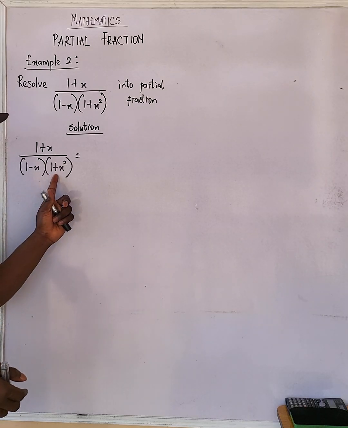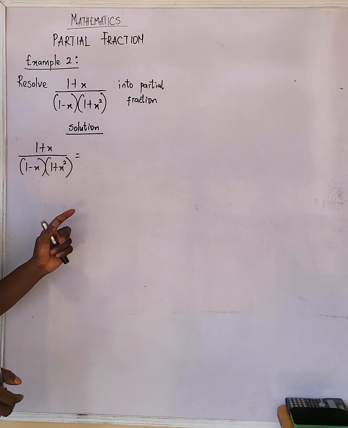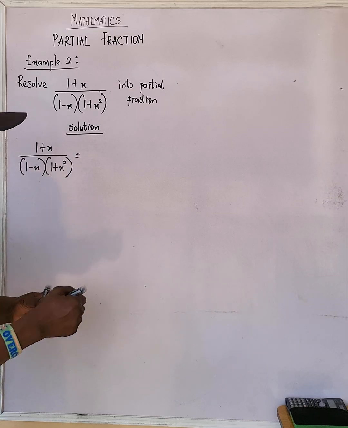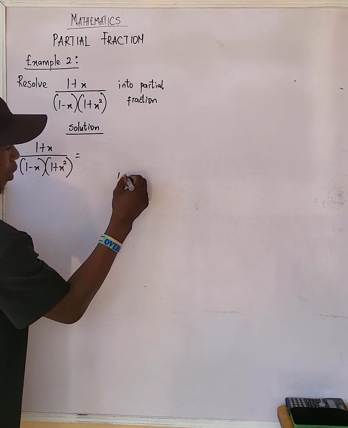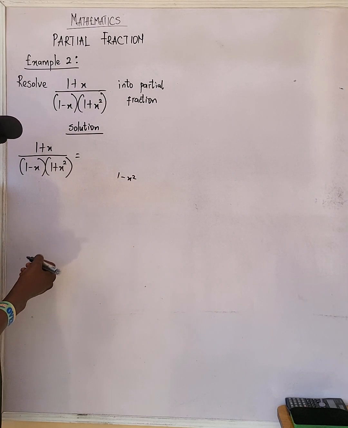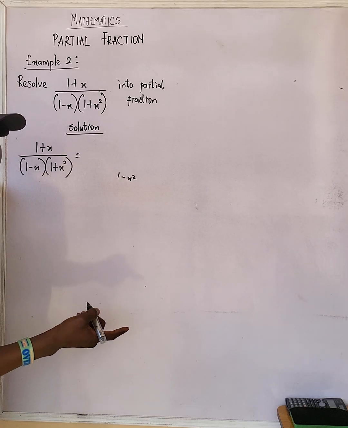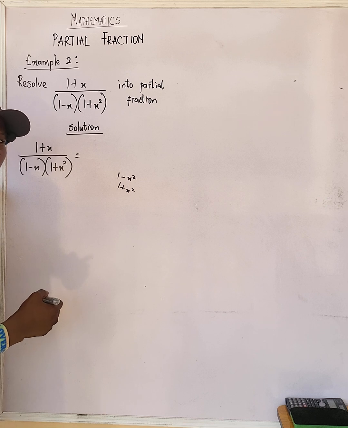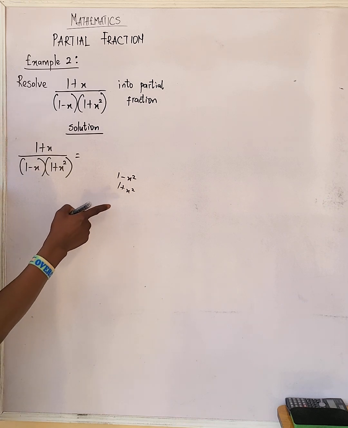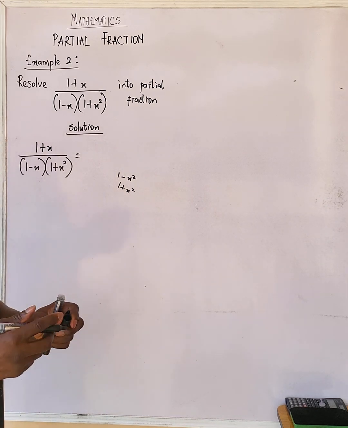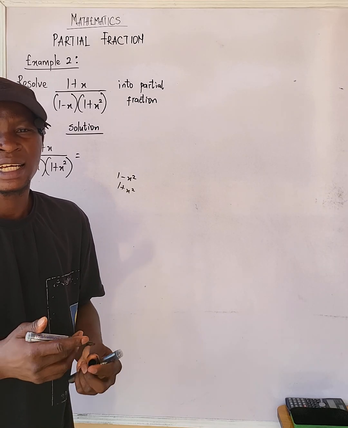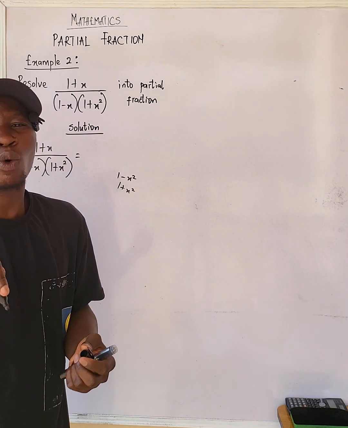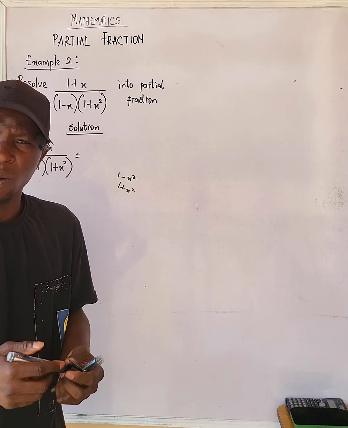Look at the denominator. I have 1 plus x squared. You know it is a repeated quadratic. It's just like when they say 1 minus x squared is a difference of two squares, it's still a quadratic factor. But when I now have 1 plus x squared, is it the same thing as a difference of two squares? No. It is something we cannot factorize. So whenever you have something you cannot factorize, it is under a repeated quadratic factor. I don't know if you get what I'm trying to say.